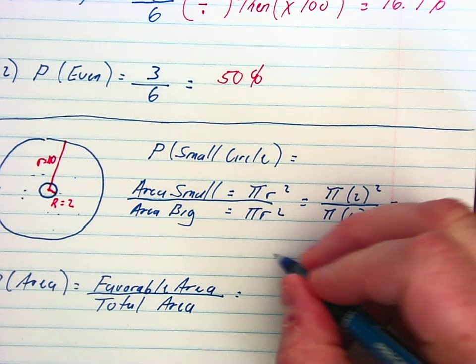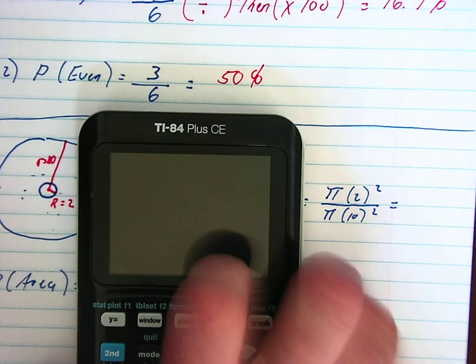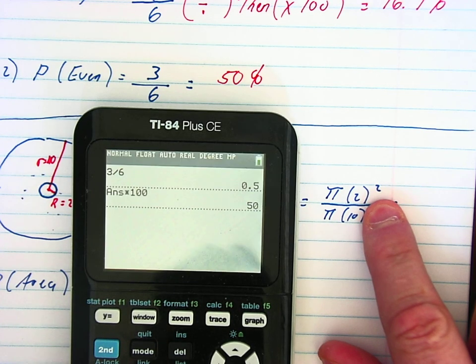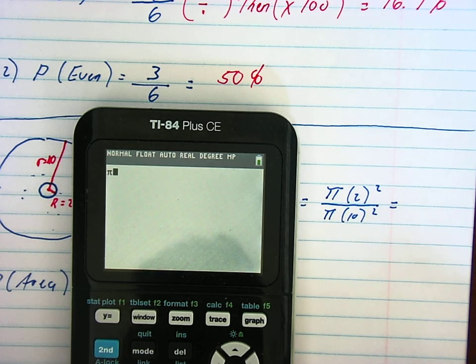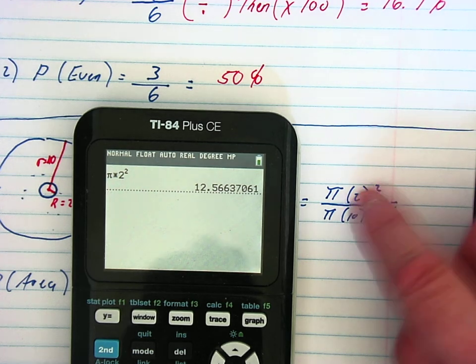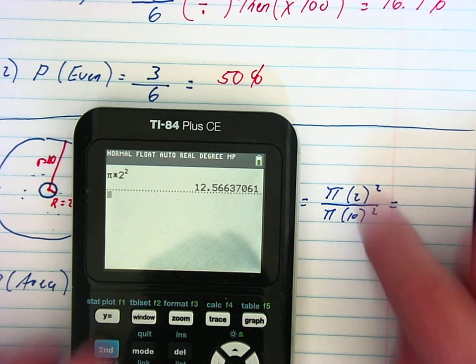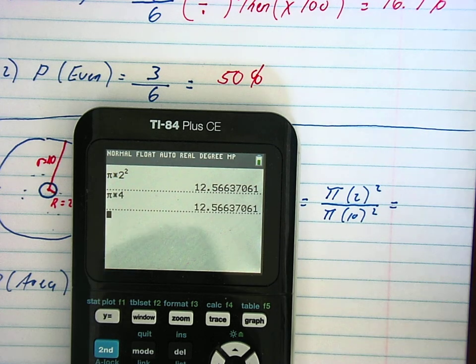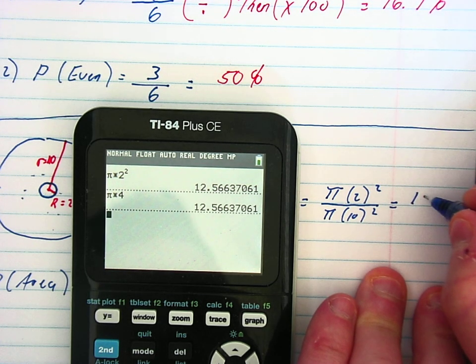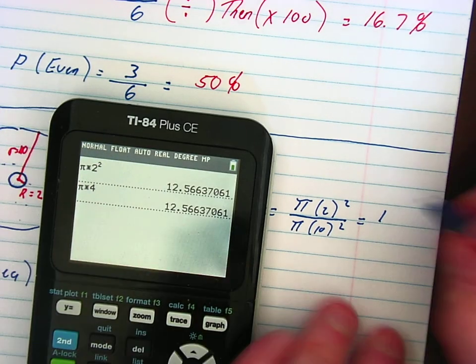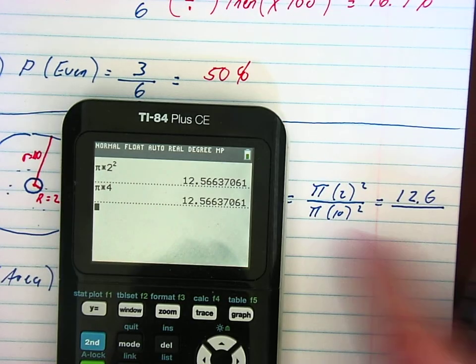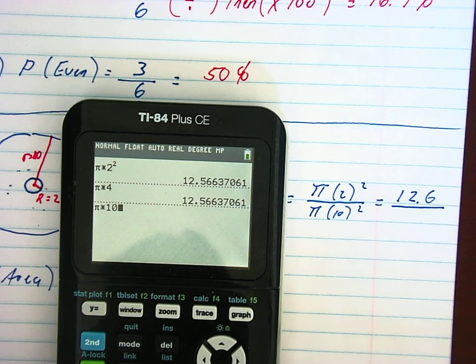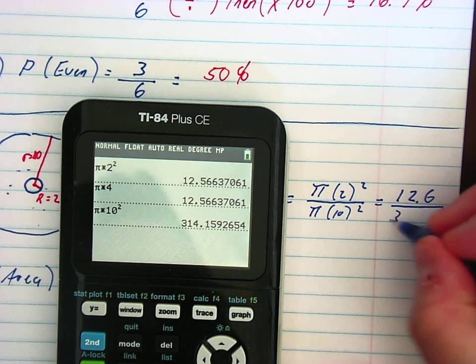So let me drop down here. Now we're just going to use my calculator. I'm going to put pi times 2 squared in there. Now if you want to square 2 first and get 4, that's fine. I'm going to do it all at one time. So pi times 2 squared. Like I said, you can square 2 first, get 4, and then just do pi times 4. You get the same answer. So that's going to be 12.6. We're going to round it to 1 decimal point. Now do the same thing with the bottom. Pi times 10 squared is 314.2.